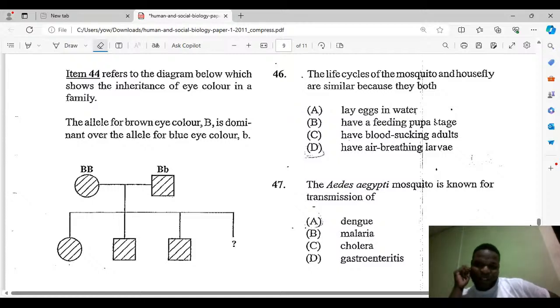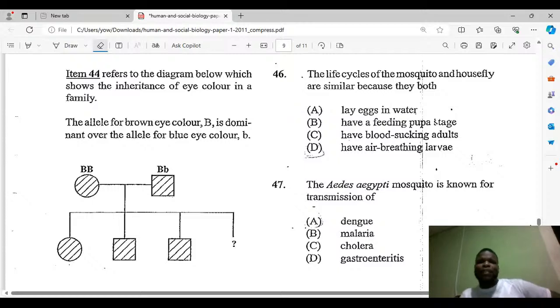That's in your textbook, TJ. It's in your textbook. Anopheles and Aedes aegypti. So those are the major ones.